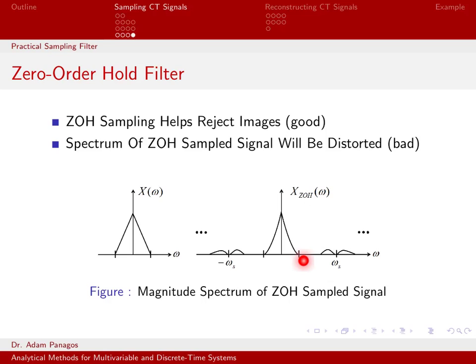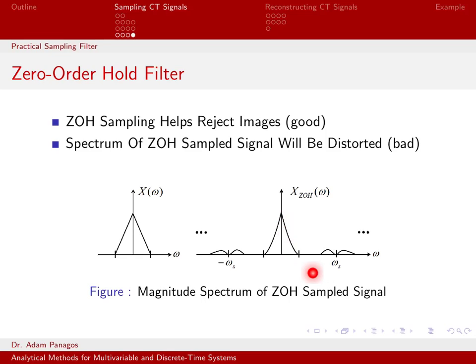We wish it hadn't done that, but zero-order hold filtering is kind of a more practical way to generate a sampled signal, since it's something we can actually do in the real world. We can't generate perfect impulses in the real world. But this is something you need to think about when you do zero-order hold sampling, that you actually are distorting the original signal spectrum a little bit. And how much you distort it is a function of how much low-pass filtering you're doing. It's a function of your sampling interval, capital T.